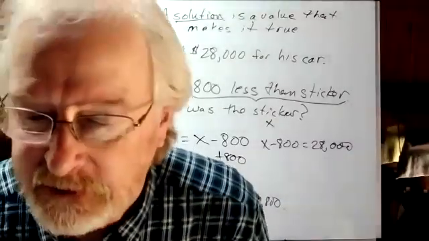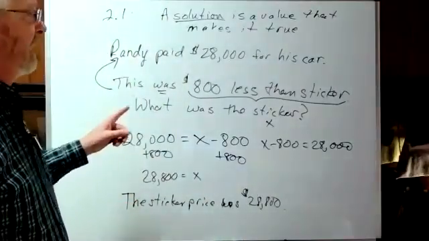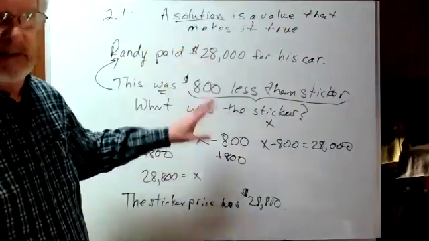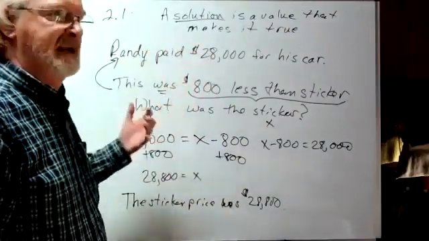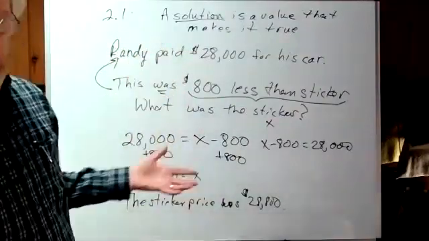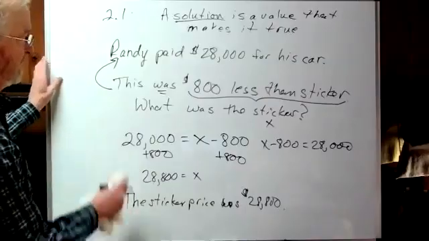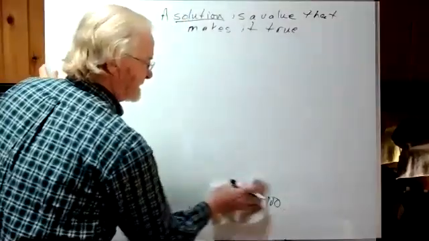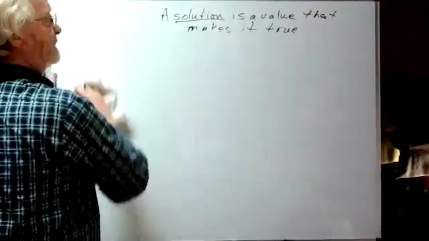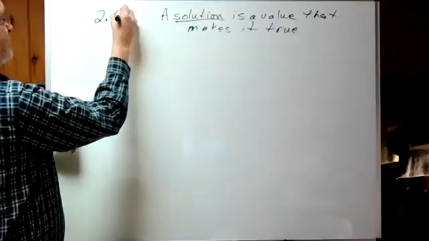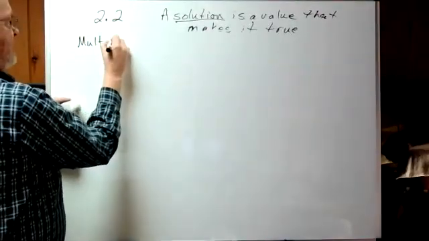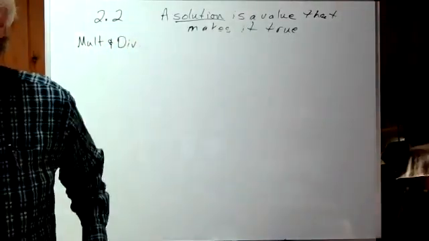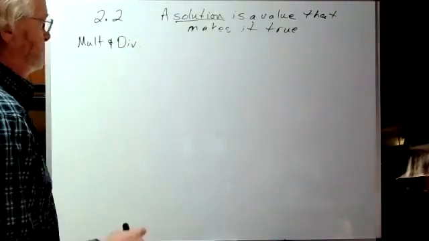I want to change gears and talk about our next technique. We'll keep coming back to problems like this, where we try to use whatever technique we're practicing with an application or a word problem also. Little by little. 2.1 was about solving by adding and subtracting. In 2.2, we're going to solve by multiplying and dividing. Multiply and divide to find our solution. All right.